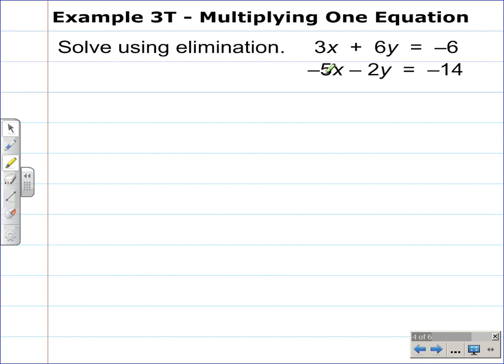If you look at the x terms, the numbers are not the same. We have a 3 and a 5. If we look at the y terms, the coefficients are not the same. We have 6 and 2. So we can't use the technique right away that I just taught you. What we're first going to have to do is decide which equation we're going to multiply by a factor so that we do have the same coefficients.